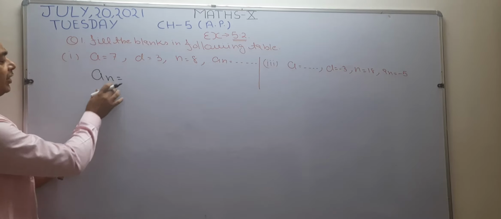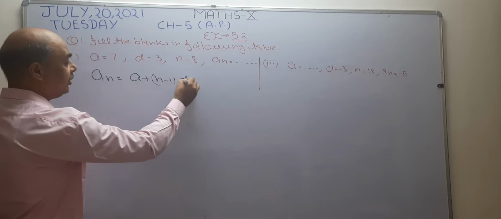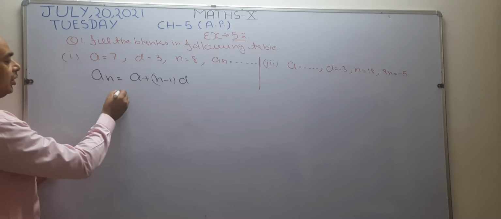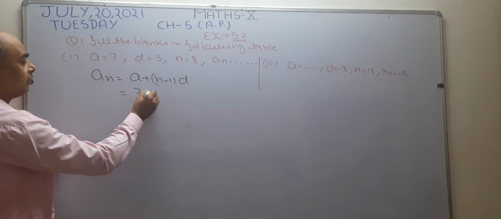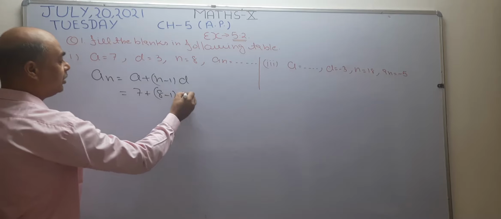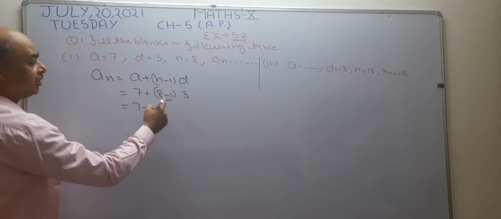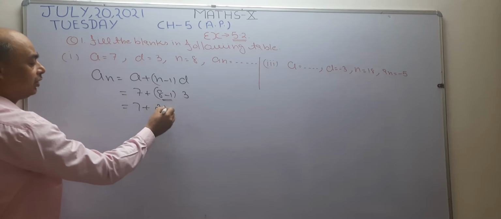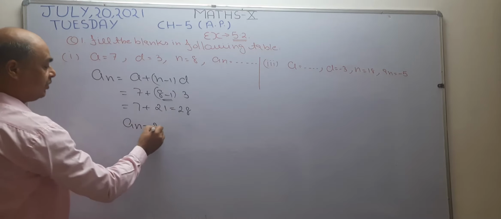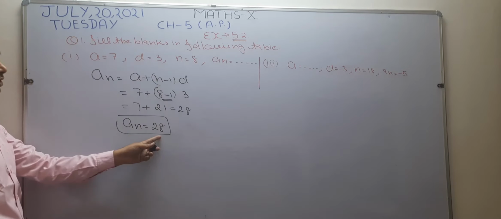How do we find the value of n term of AP? Formula is A plus n minus 1 into D. Simply you have to put the value of the given. Okay? Now, what is the value of A? 7. What is the value of n? 8. Minus 1. What is the value of D? 3. Right here. Okay? 7 into 8 minus 1, 7. 7 times 3 is 21. 21 plus 7, 28. So, answer of this question becomes n term is 28. So, n term of the first part of the question is 28.